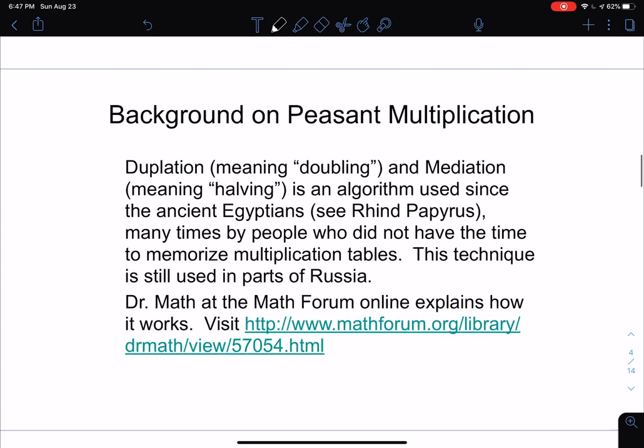So yeah, duplication means doubling, mediation means halving. We had briefly mentioned this back when we were looking at the Egyptian hieroglyphics. They didn't have the time or want to spend the effort to memorize multiplication tables. So this method works pretty well. Halving and doubling are something you could easily do even with objects like pebbles. You don't have to know these multiplication tables off the top of your head. Still certain parts of Russia use it. And I think it might still be called peasant multiplication based on that.